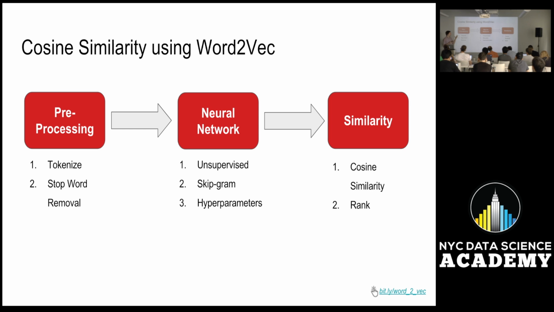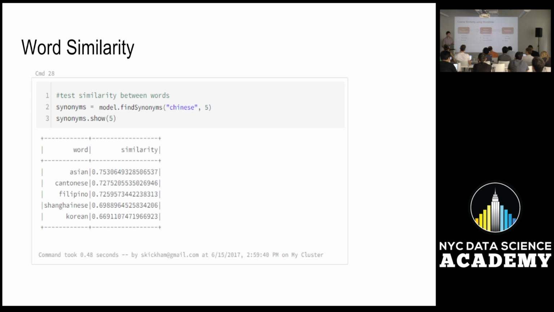And then in the end, you should be able to get these words into a feature space, and similar words point in similar directions, which means that you can run cosine similarity to see how similar the words are. And then we would provide a rank. So, for instance, the word Chinese, when you search for it, is similar to Asian, Cantonese, Filipino, Shanghainese, and Korean, which seems to be pretty accurate. The more data you put into this, the better it is.